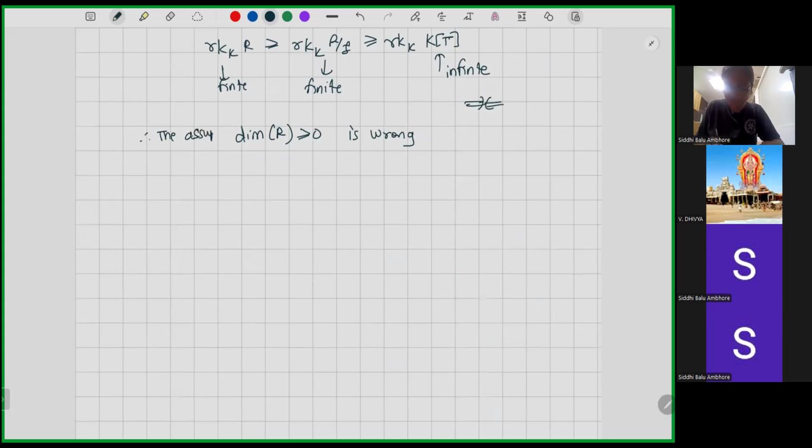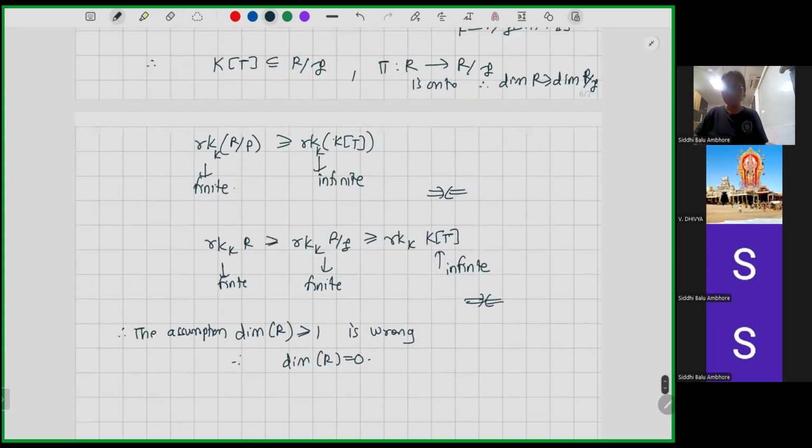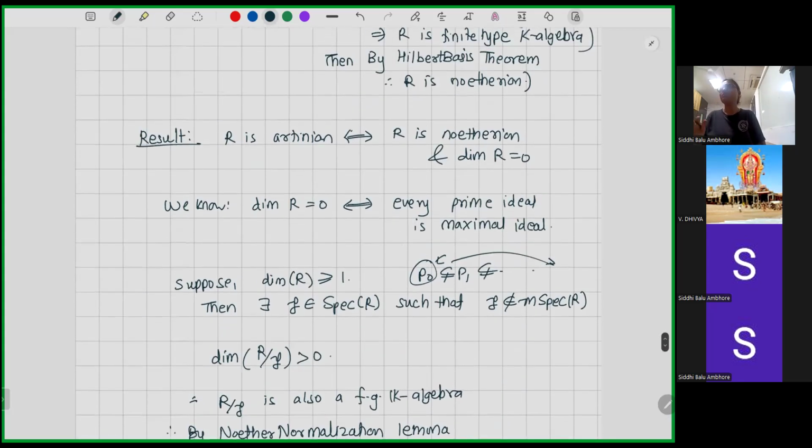Therefore the dimension of R is 0. Okay, this finitely generated K-algebra, or this finite dimensional K-algebra, is actually playing a role here. So is it clear? We just have to show that the dimension is 0.